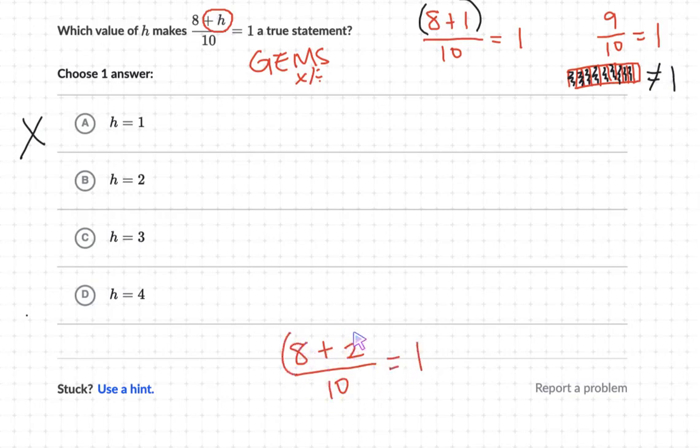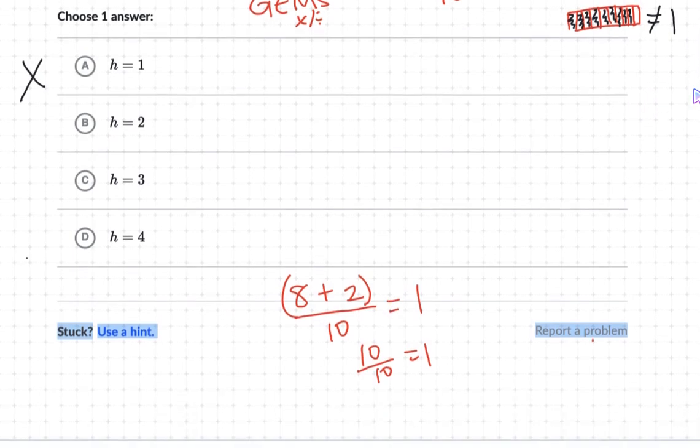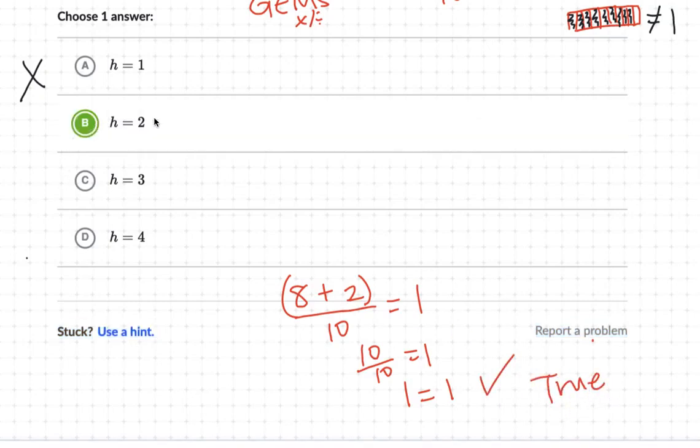Well, we know we have to solve this top one first. 8 plus 2 is 10. 10 divided by 10, does that equal 1? Let's see. Well, 10 divided by 10 is 1. So at the end, I get 1 equals 1. Is 1 equal to 1? Yeah, it's equal to itself. That's a true statement. So it looks like h equals 2.